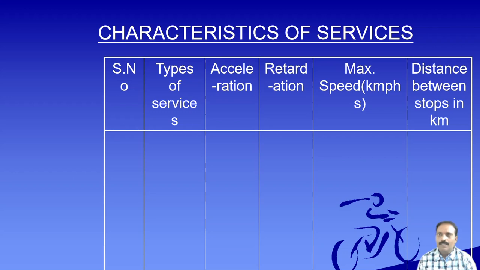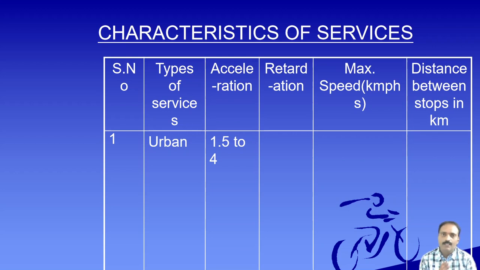So if we have the characteristics for urban services, the acceleration will be of the order of 1.5 to 4 km per hour per second. Actually, in case of electrical traction, the acceleration and retardation are measured in kmphps, kilometer per hour per second, because all the derivations we are going to do further will be based upon these units only. So it is very important to remember the units here.